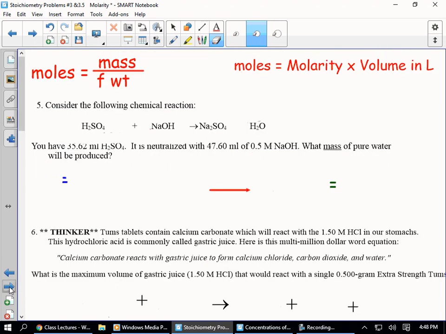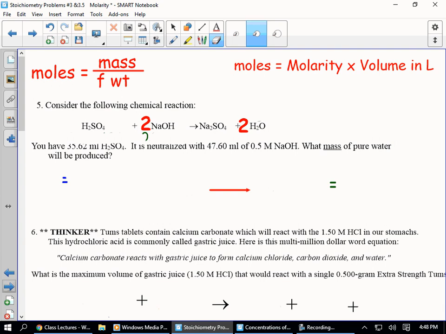All right, flip it over on the back, see if you can knock out a few of these. Balance it first. All right, so to balance this, we're going to stick a 2 right here, and we're going to stick a 2 right there.